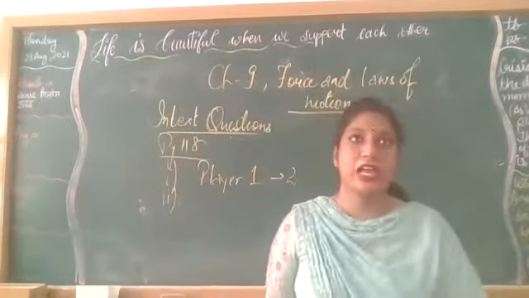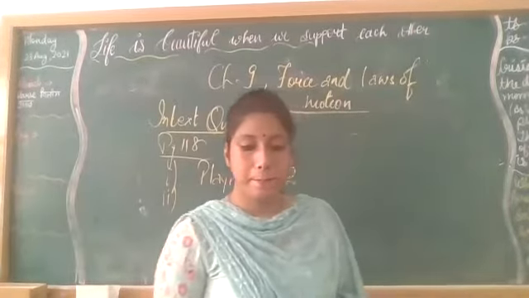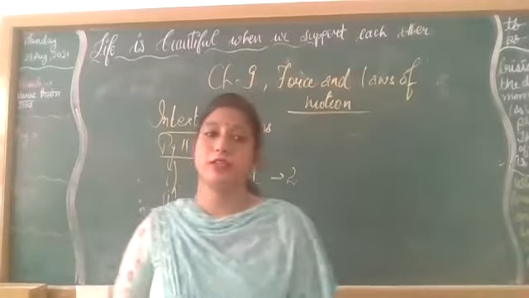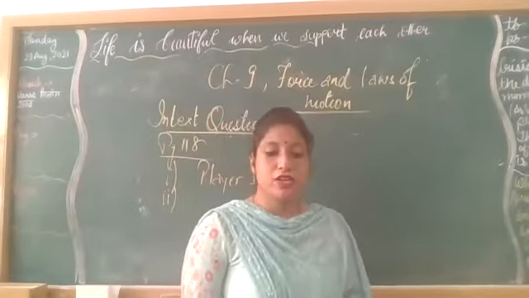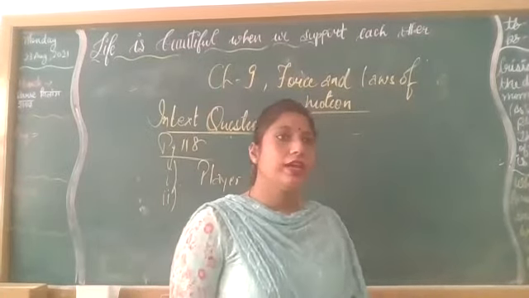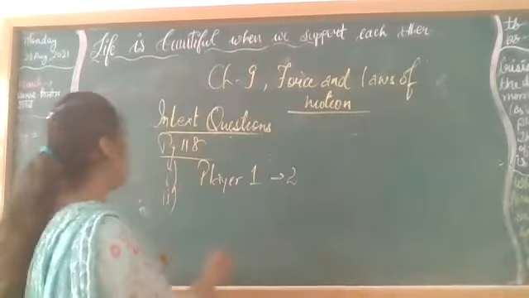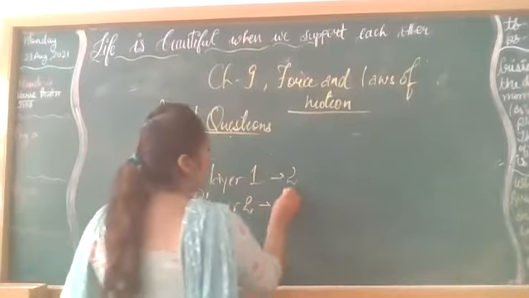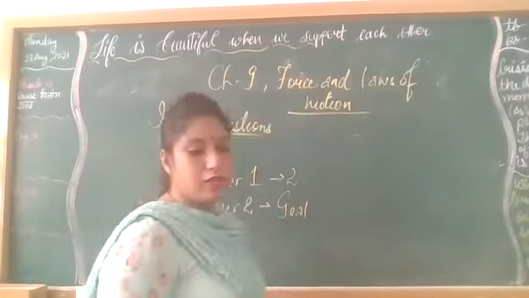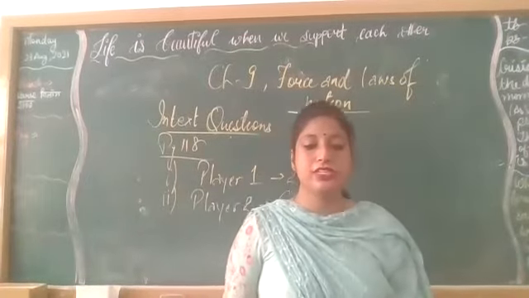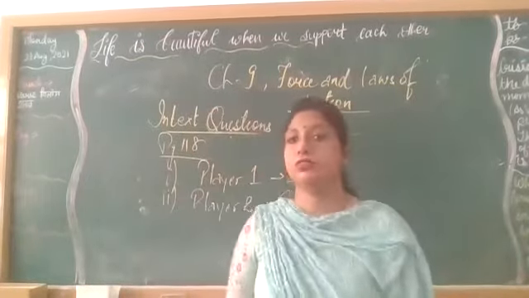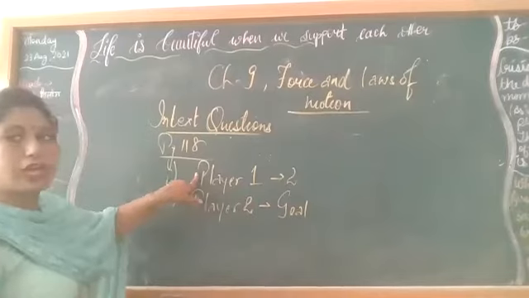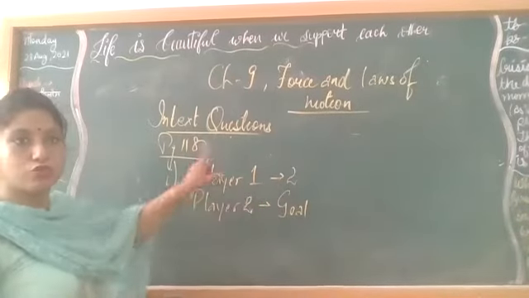Please write down the second line. The velocity of the football also changes when another player kicks the ball towards the goal. So see here, first from player 1 to player 2 and then from player 2 to the goal.